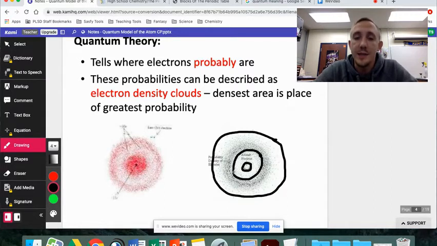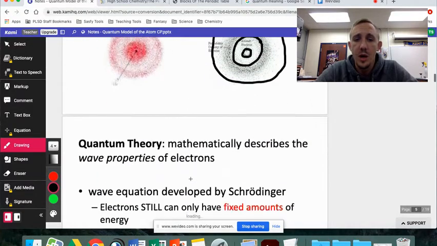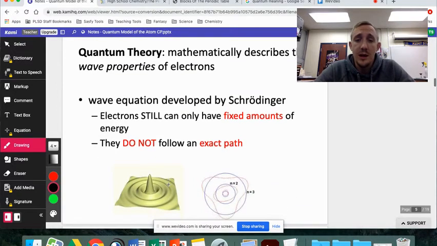Okay, and so the reason we see them in energy levels is because electrons have certain energy levels. And those photons give them energy. So moving on. The quantum theory is a mathematically described wave property of electrons. You just need to know this was developed by Schrodinger. Electrons still can have fixed amounts of energy, and they do not follow an exact path.